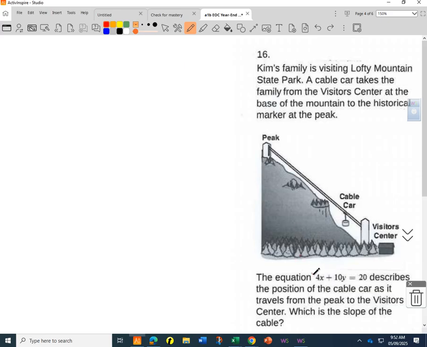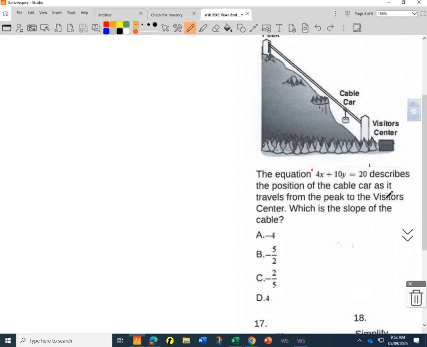Well, the equation that describes this position, or basically this line, is 4 times x plus 10y equals 20. They asked this whole question when they could have just said, hey, what's the slope of this line, right? But this is how they ask them on the EOC.